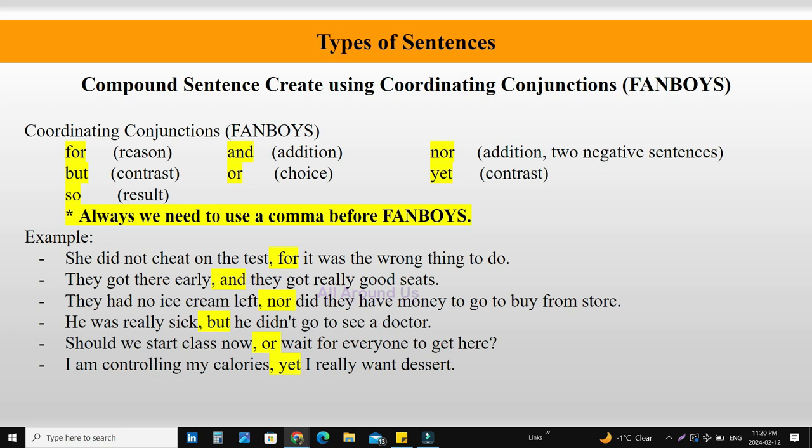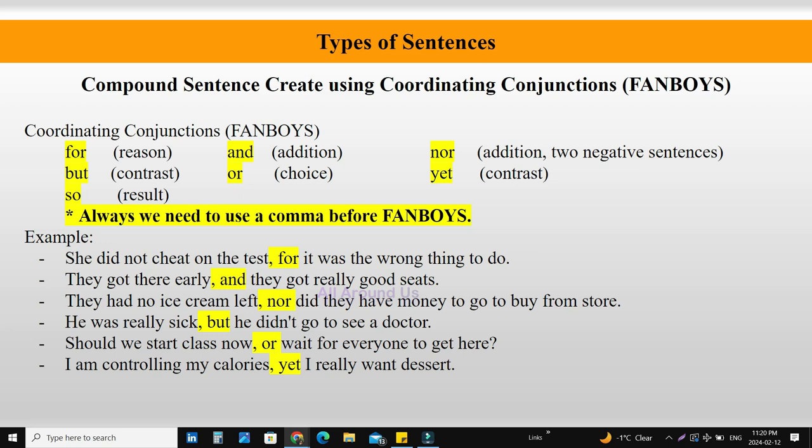Example: She did not cheat on the test, for it was the wrong thing to do. Here, she did not cheat on the test is one independent clause, then a comma, then we put the FANBOYS word for, then another independent clause, it was the wrong thing to do.